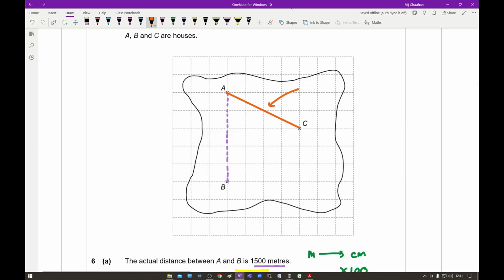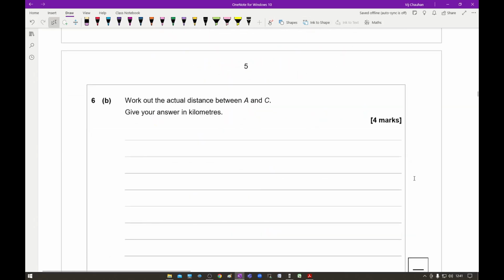But this distance here, I would say if you've printed on A4, which is going to be ideal because that's what your exam paper is going to be measured at. If you're doing it on A5, it's going to be slightly different if you've got a photocopied or a reduced value, but this is 4.5 centimetres. So A to C equals 4.5 centimetres.